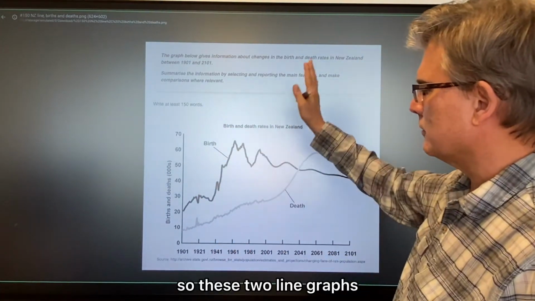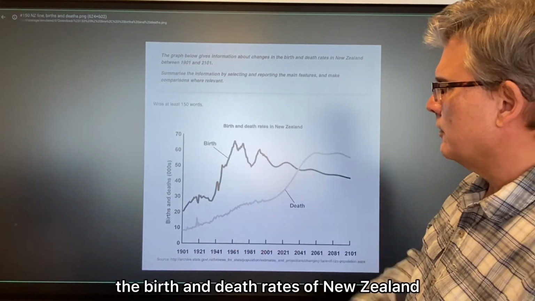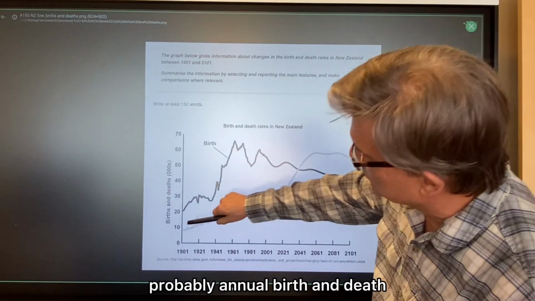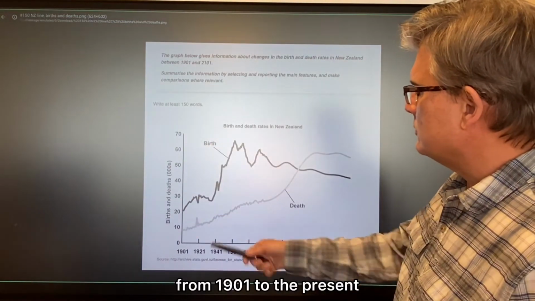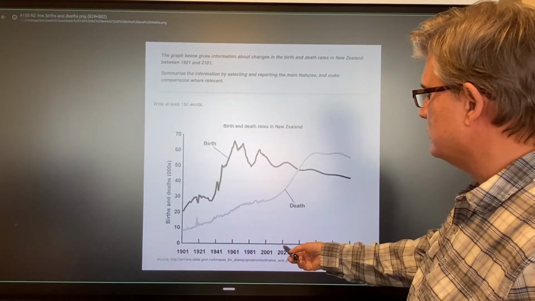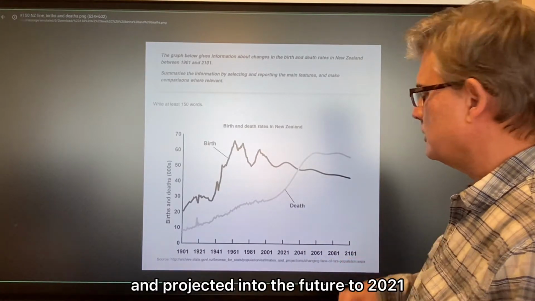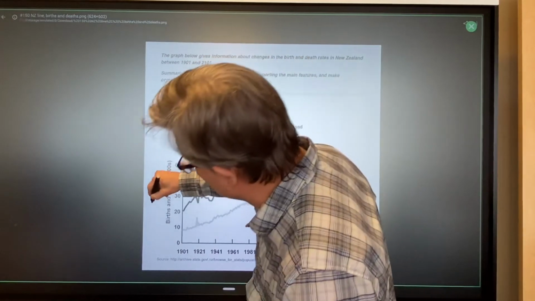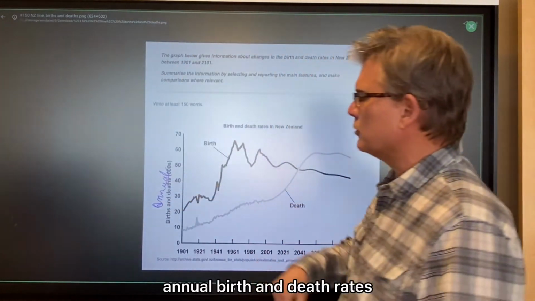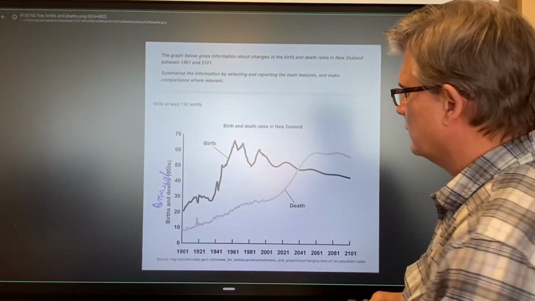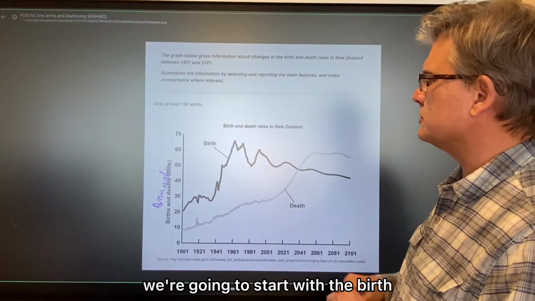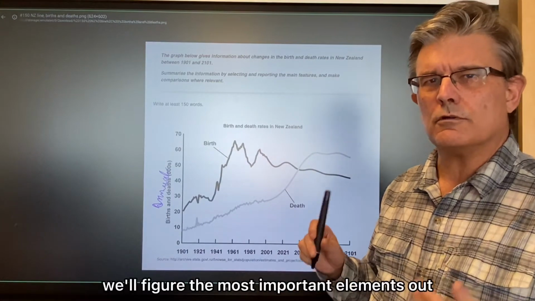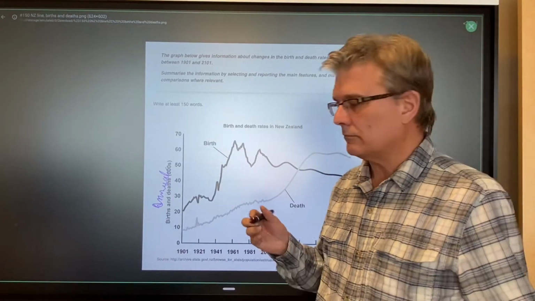So this line graph shows the birth and death rates of New Zealand, probably annual births and deaths, from 1901 to the present and projected into the future to 2021. So these are really annual birth and death rates. What we're going to do here is start with the births, then discuss the deaths, and as we do so, we'll figure the most important elements out.